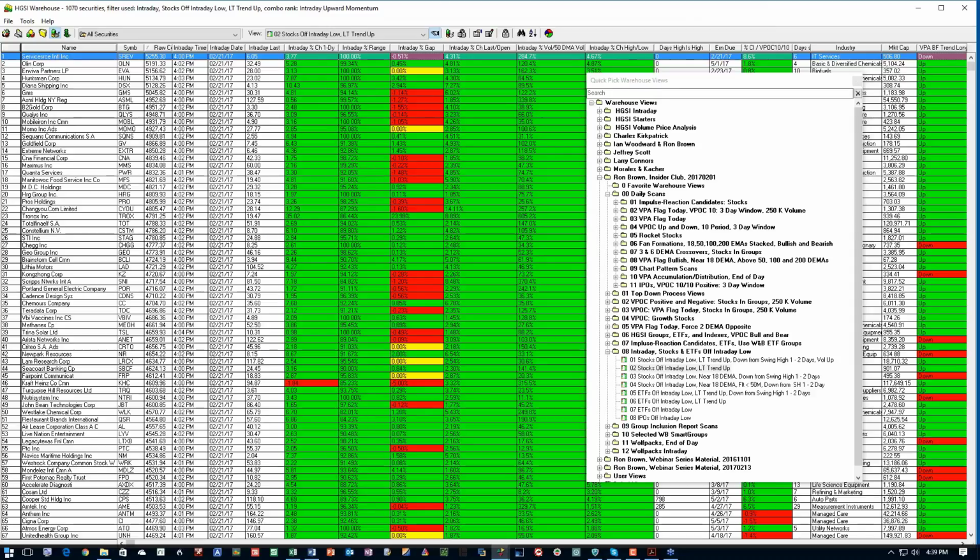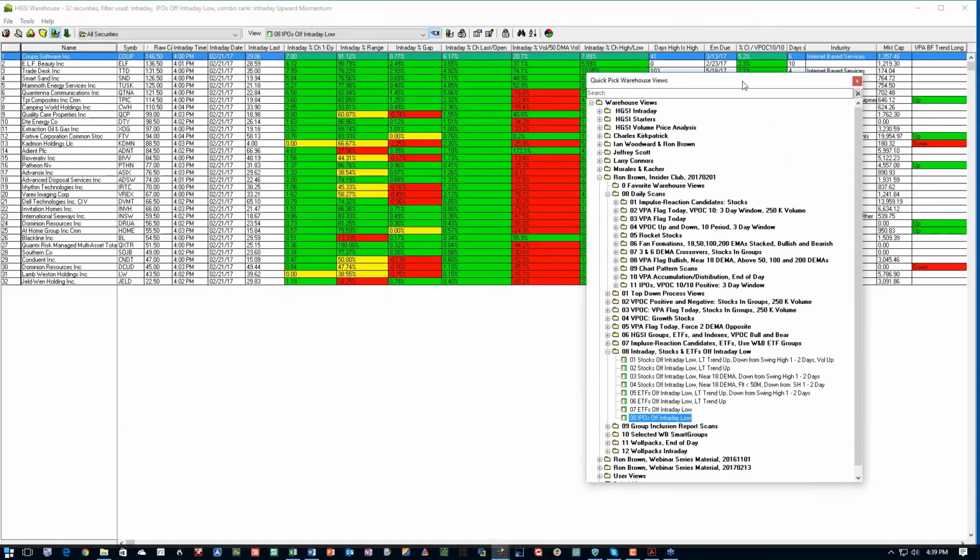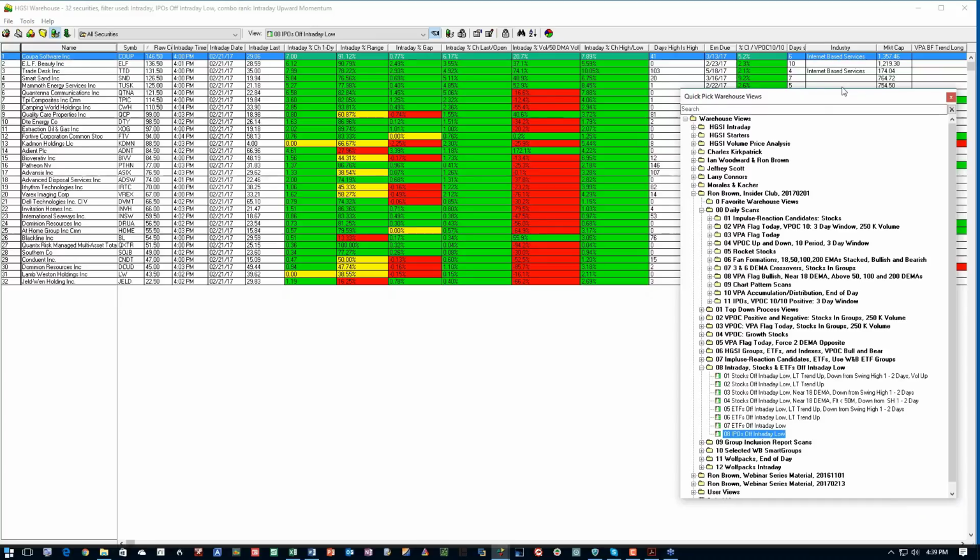Now, I'm going to close with this one. This is the IPOs off of the intraday low. Now, one thing about VPA, we need 120 days of data for the VPA flags to start calculating properly. That's just the way the math works. So I decided that, well, we need a way to get information about these IPOs that are out and are triggering, but we needed a trigger.